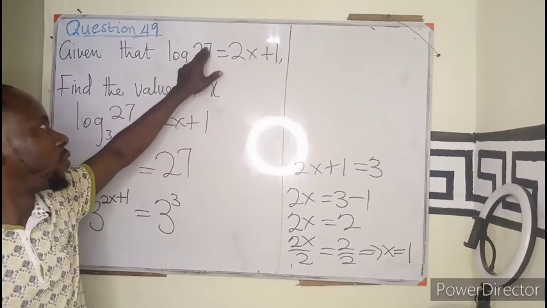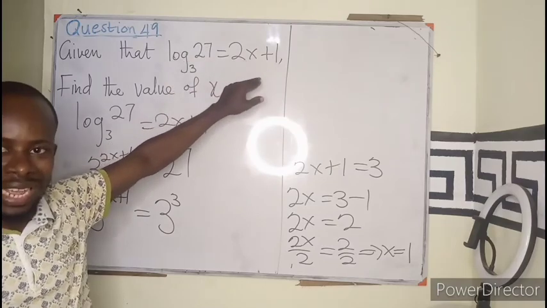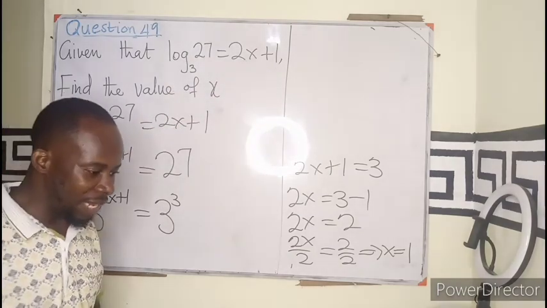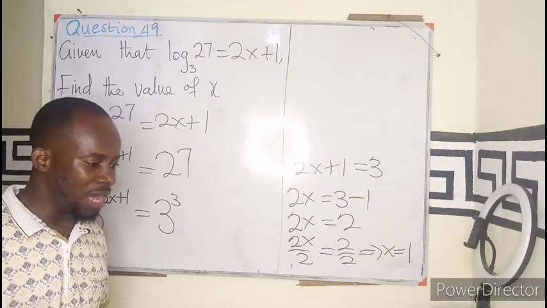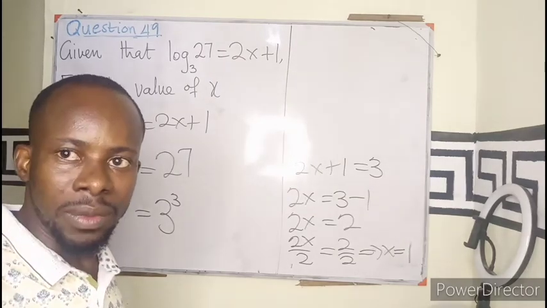So the log of 27 base 3 is just 3. So the answer is 1. And that will be possible answer B. Possible answer B. Let's take the last one.